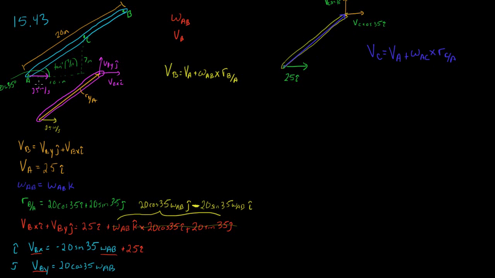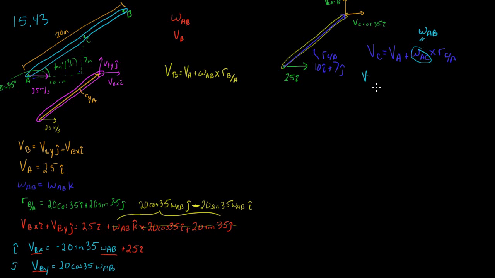And we're told we go over 10 inches and we go up 7 inches. So this is over 10, so 10i plus 7j. And this is r of C with respect to A. So the other thing, this angular velocity of AC is going to be the same. It's the same bar, so it's going to be the same angular velocity of AB. So if we solve this equation for omega AB, we can use it in this equation right here.